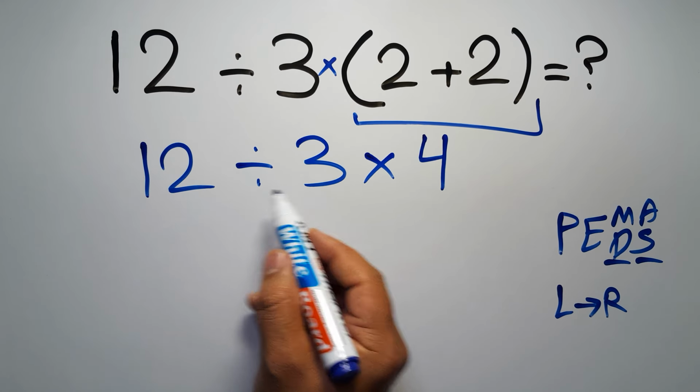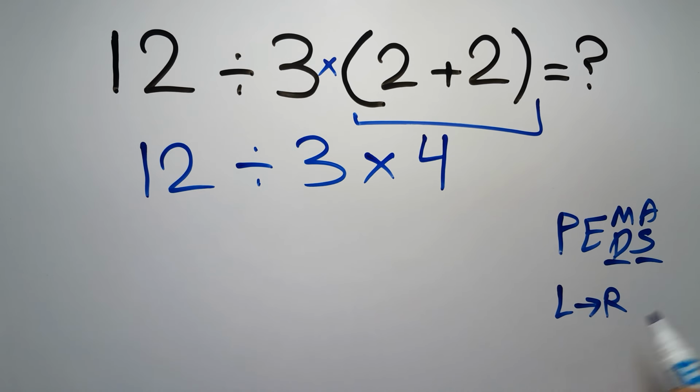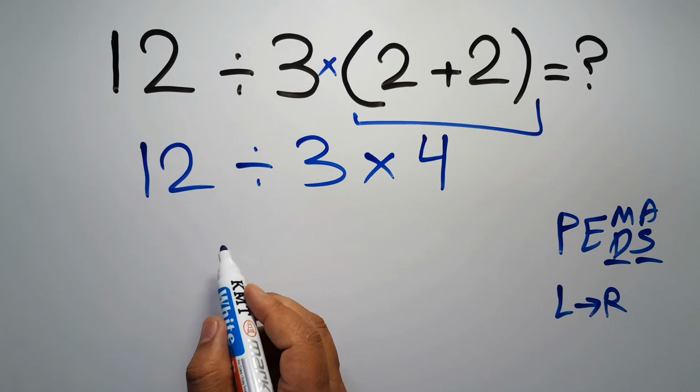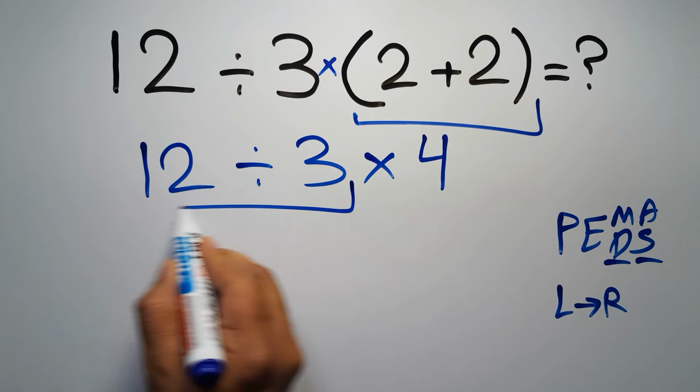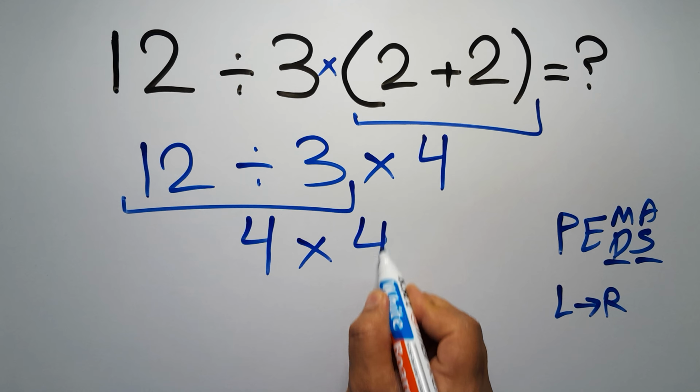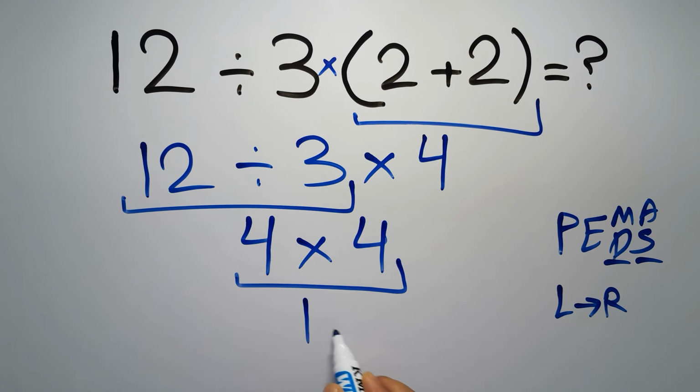Now we have one division and one multiplication. As I said, multiplication and division have equal priority and we have to work from left to right. So here first we have to do this division. 12 divided by 3 is just 4. So 4 times 4, which equals 16.